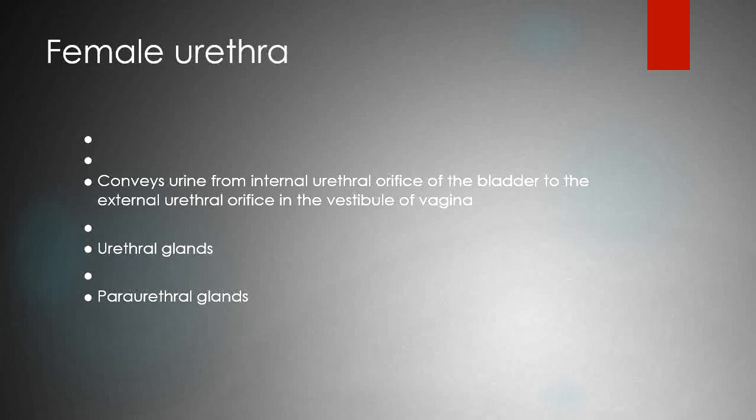The female urethra passes with the vagina through the pelvic diaphragm, external urethral sphincter and the perineal membrane. Here the urethral glands are present in the superior part of urethra. Paraurethral glands have a common paraurethral duct which opens near the external urethral orifice.